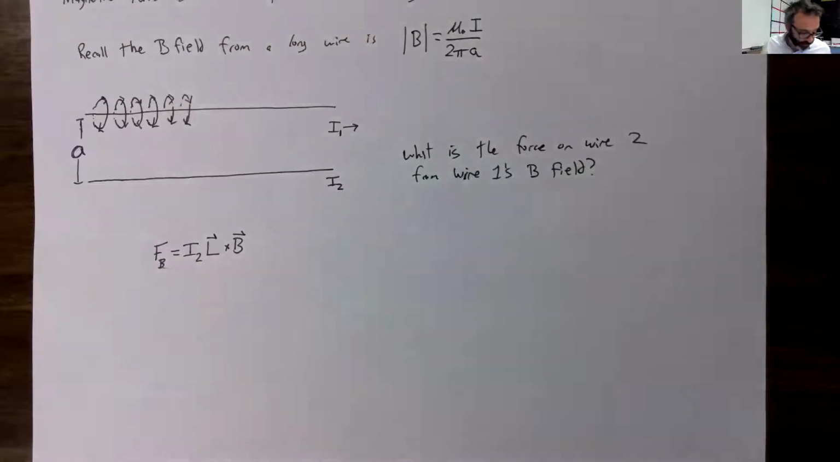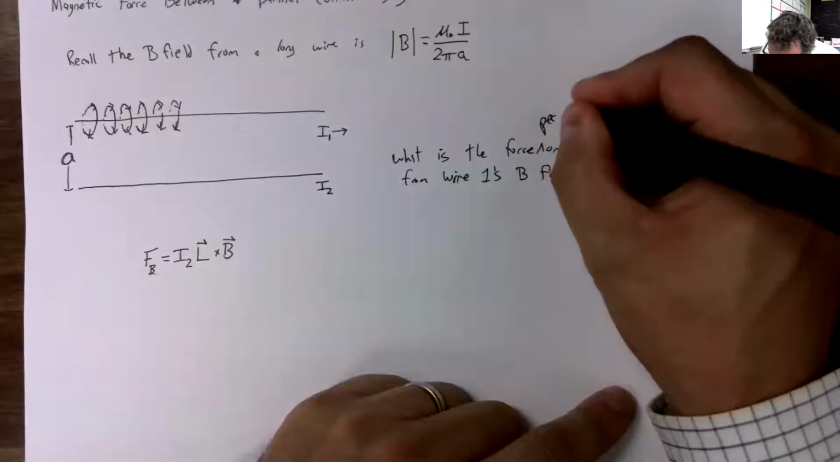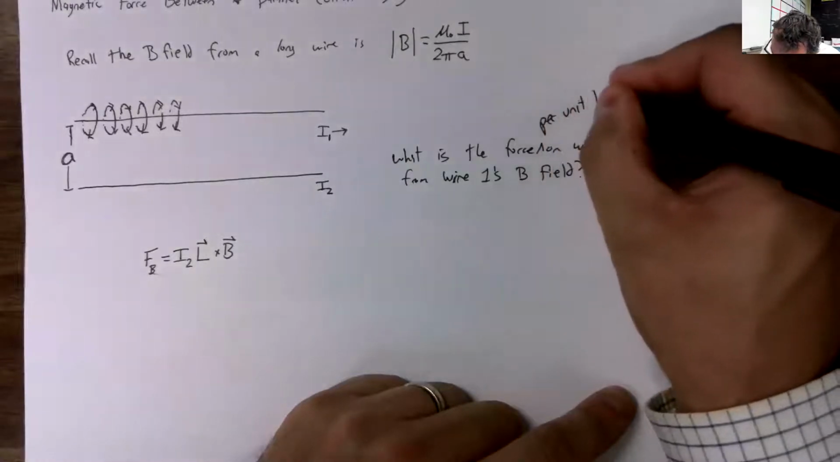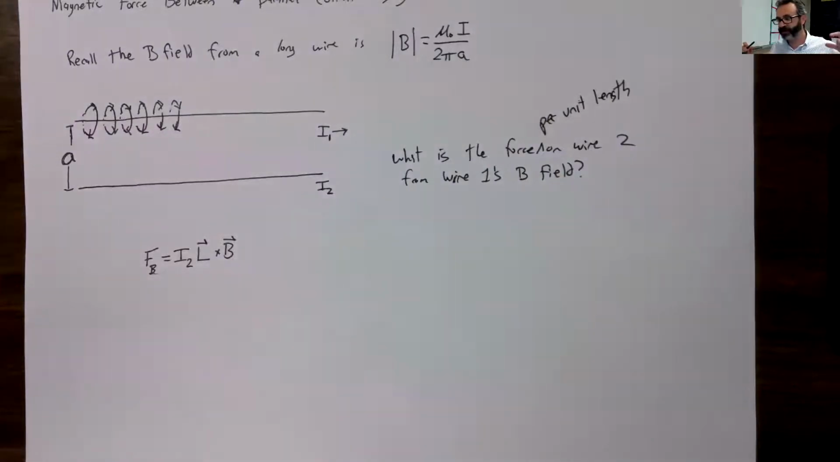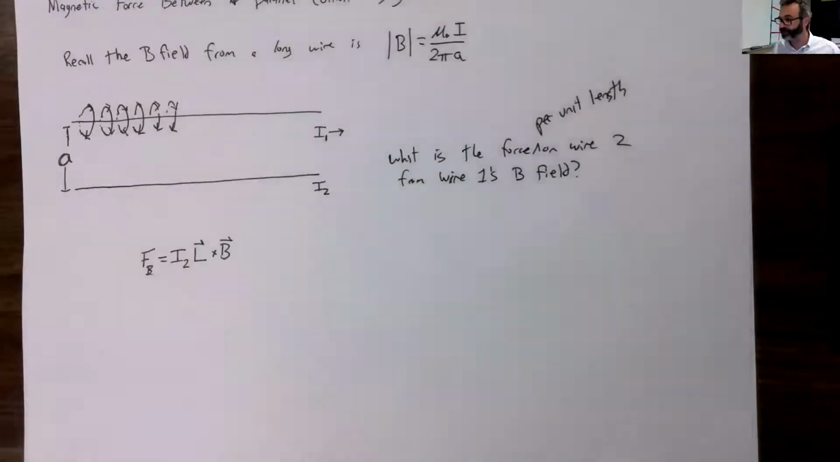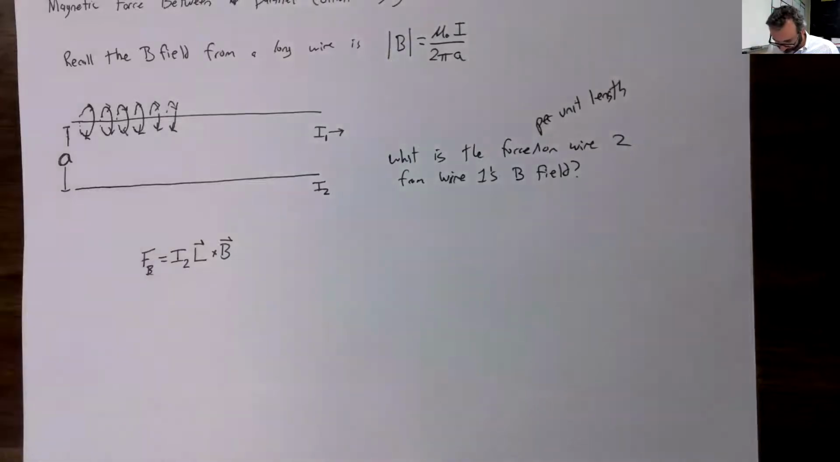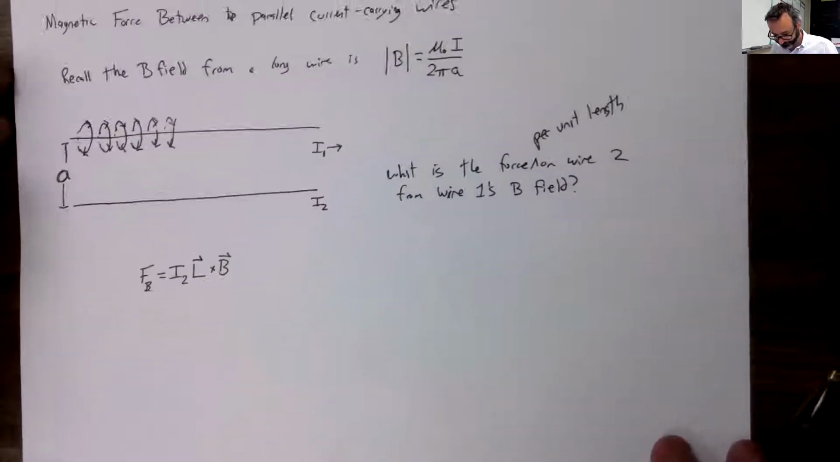Well, what we're going to do is look at the force per unit length. If we double the length of these wires, the force between them is going to be twice as strong. So what we want to do is divide by L and get the force per unit length of the wires. So the length of the wires isn't going to actually matter for that.